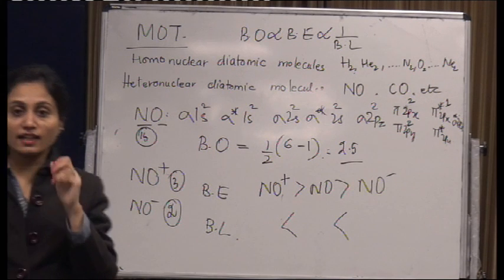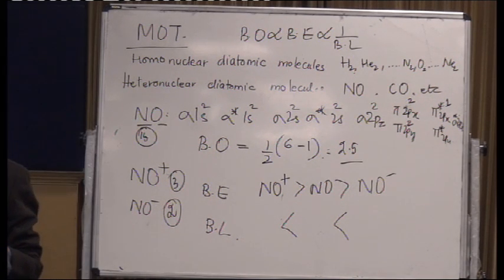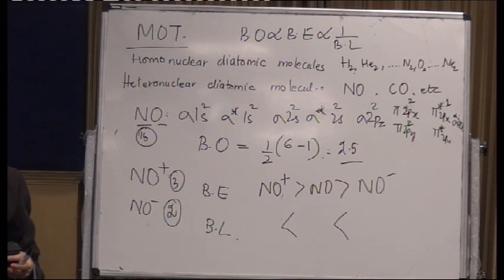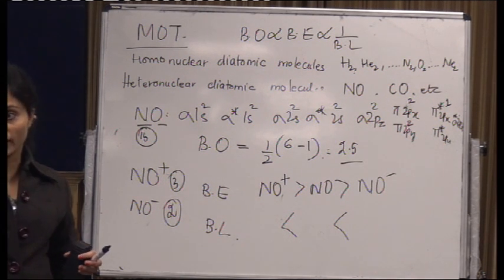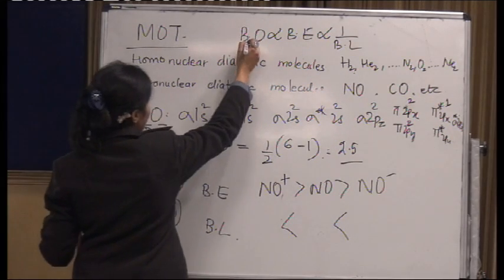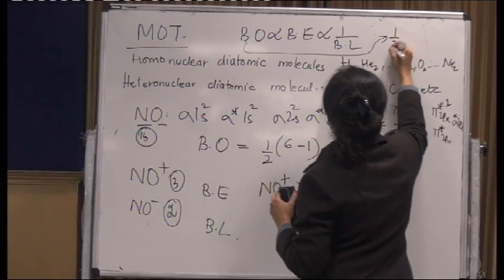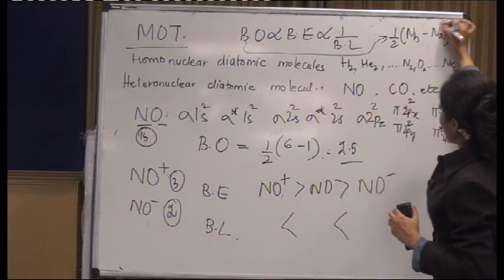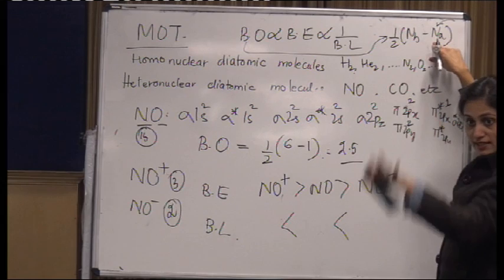Okay, and then whenever an electron is removed from the anti-bonding, it means more stability. Whenever an electron is added to the anti-bonding, it means less stability. Whenever an electron is removed from a bonding molecular orbital, it means less stability. Whenever an electron is added to the bonding, it means more stability. This is clear from the bond order formula, that is half of the number of bonding electrons minus the number of anti-bonding electrons. Whenever an electron is added to the anti-bonding, it means less stability.